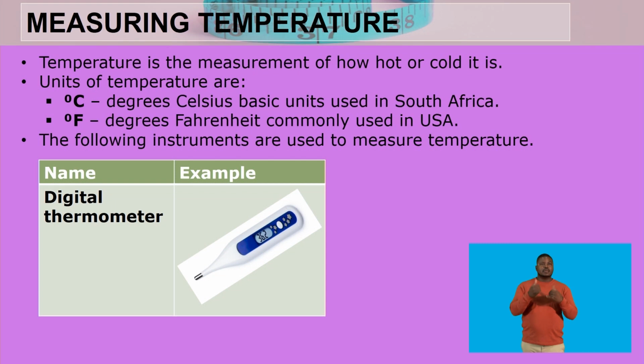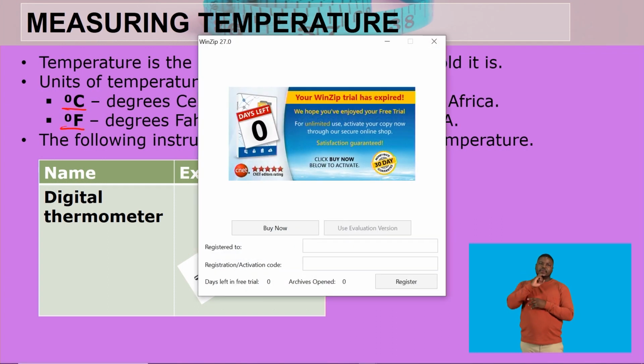Then we go to temperature. Temperature is the measurement of how hot or cold it is. Units of temperature are degrees Celsius, this is the sign, which are the basic units that we use in South Africa. Then we've got degrees Fahrenheit, which are commonly used in the United States of America.